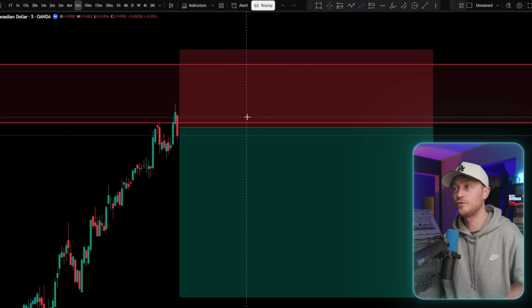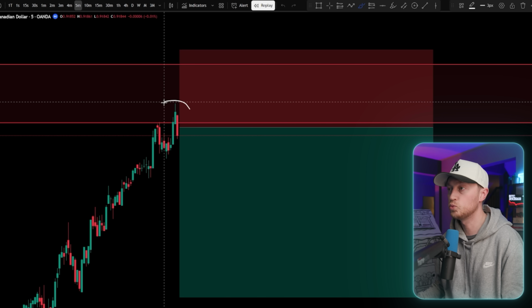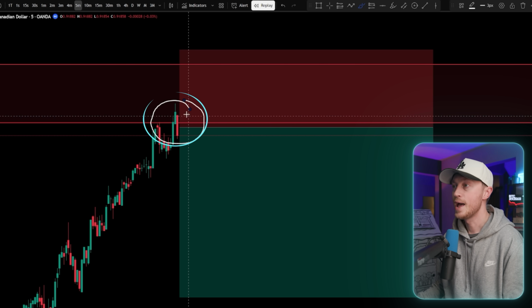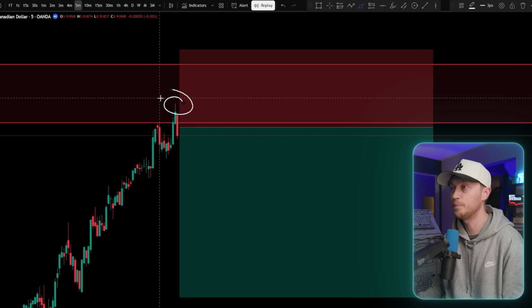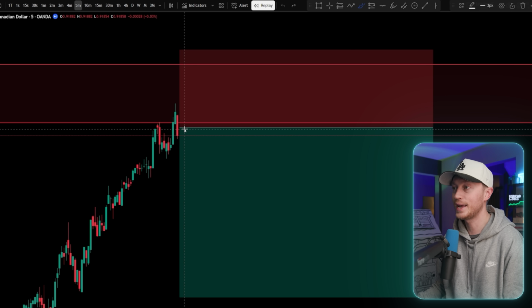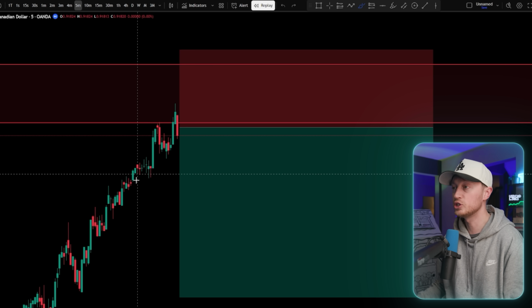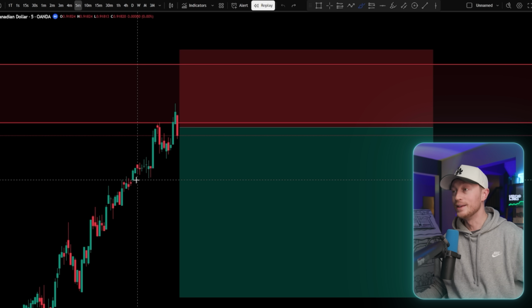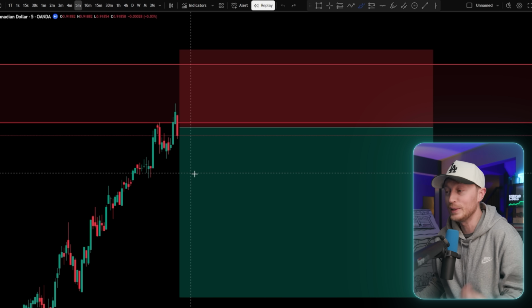Now, this is what the 5-minute time frame looks like. This is what I was looking at right here, okay? I had one candle tap in, and then I had the next candle close outside of the zone. That's all I did. That was the entry. It was really that simple.